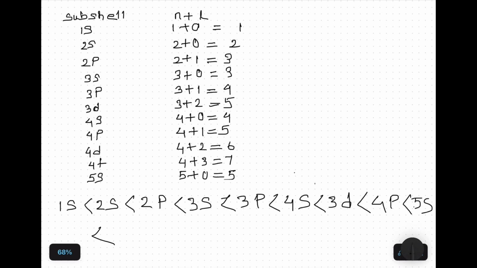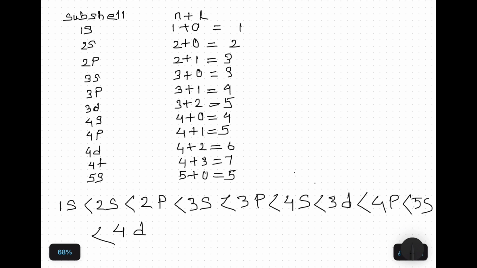Here you can see after that the value of N plus L is 6 for 4d. So like this the orbitals will fill according to the increasing level of energy. The orbitals which have least energy will fill first and next the orbital with more energy.